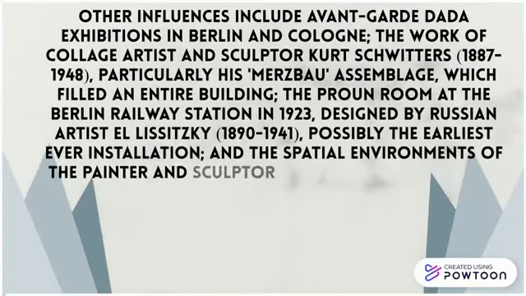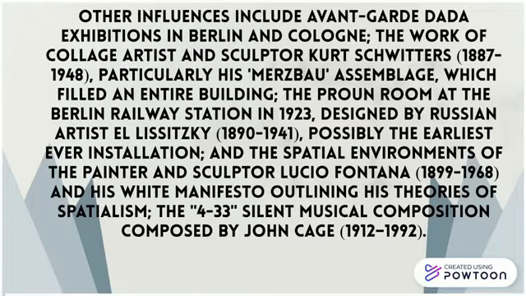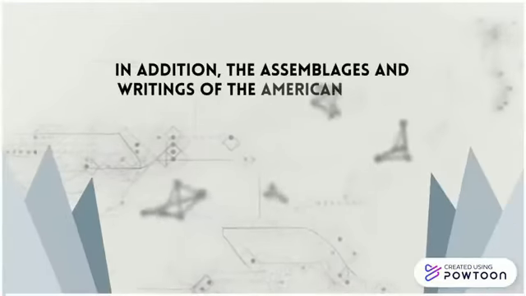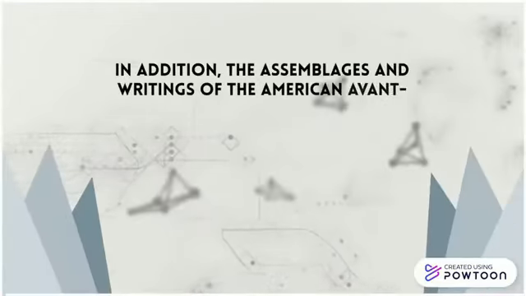The 4'33" silent musical composition composed by John Cage. In addition, the assemblages and writings of the American avant-garde artist Allan Kaprow, notably his 1966 book Assemblage, Environments and Happenings, were also highly influential on the development of the installation genre.